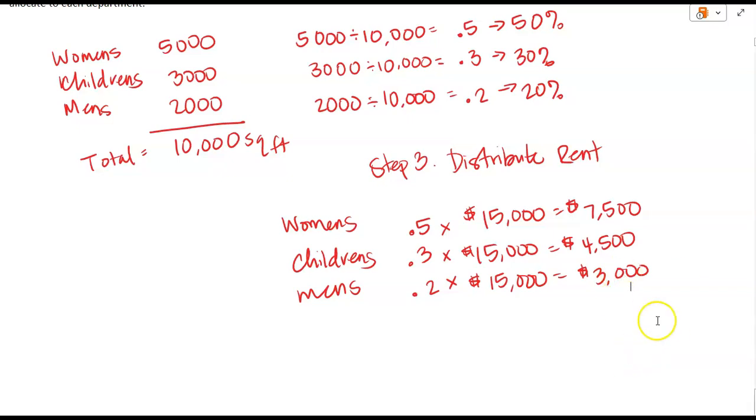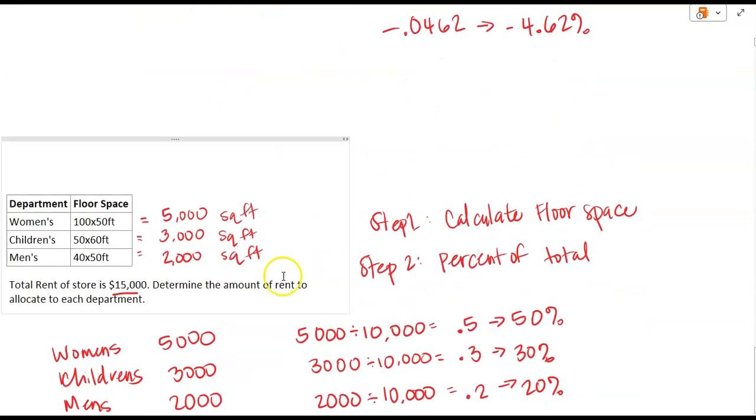Okay, so according to their square footage and the rent distribution, your women's department should pay $7,500, the children's department $4,500, and the men's $3,000 in rent. And if you add all of those numbers up, it should equal the $15,000 in total rent that the store has.